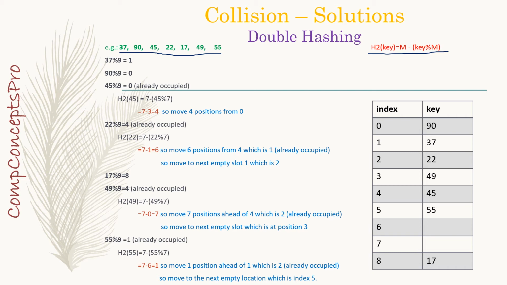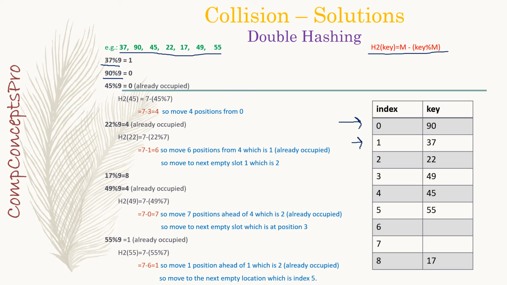So our first key is 37. So 37 mod 9 is 1. So 37 will be stored at the index position 1. Next key is 90. 90 mod 9 gives 0. So 90 will be stored at the index position 0. Then the next key is 45. 45 mod 9 again gives 0.